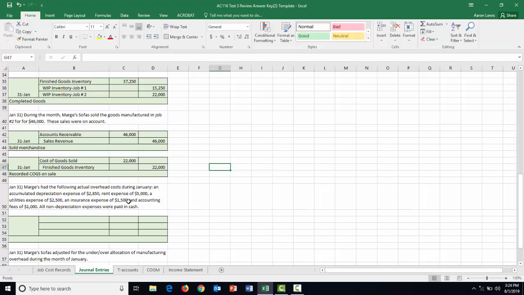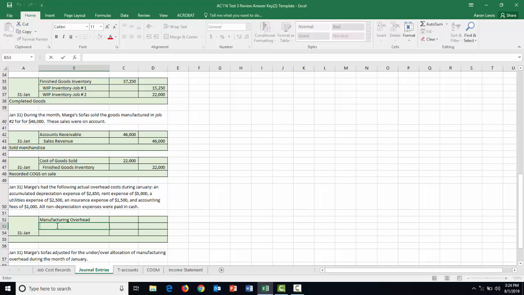So all non-depreciation expenses were paid in cash. Well, let's do it this way then. On January 31st, we're going to have a debit this time to manufacturing overhead. Allocation goes on the credit side. Actual expenses, as it says right here, always go on the debit side. We don't know what that amount's going to be, so let's wait a second and figure that out.